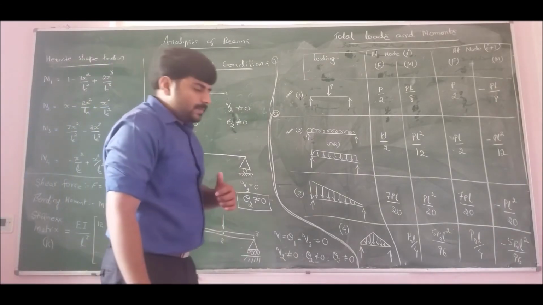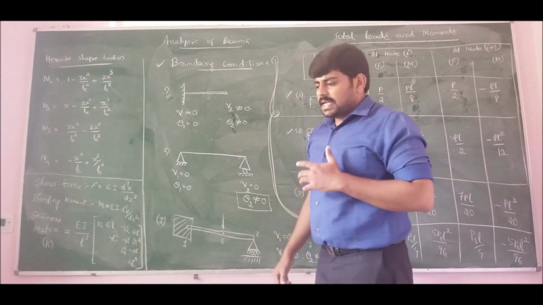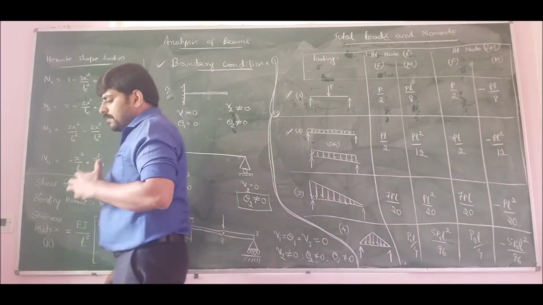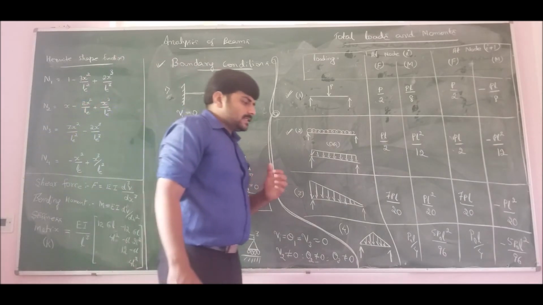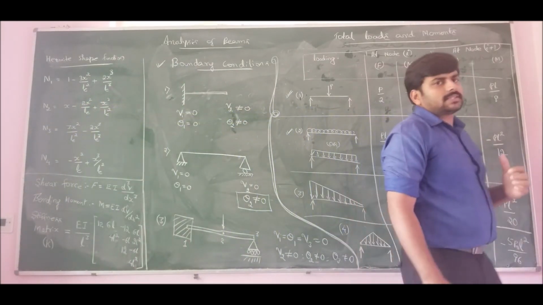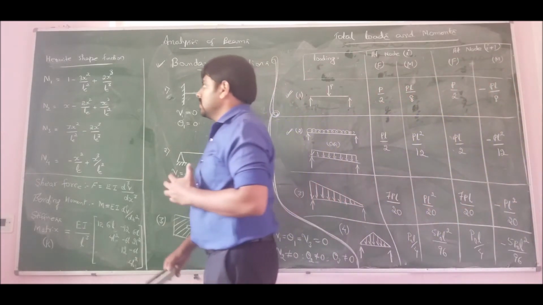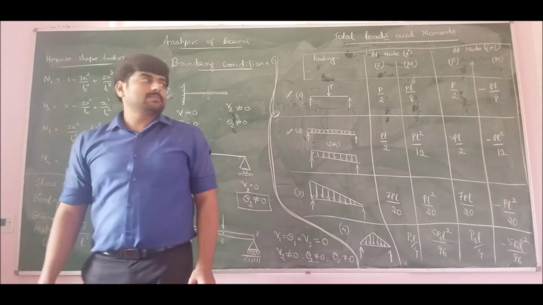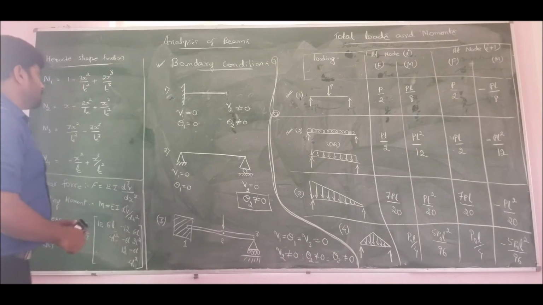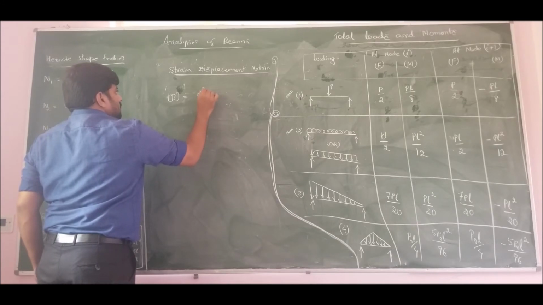And one more important topic you should remember is the strain displacement matrix. The strain displacement matrix is defined as the matrix containing the values of derivatives of shape function. Whereas in case of beams, it is defined as the matrix containing the second derivatives of shape function. That is, d square v by dx square is defined as the strain displacement matrix. The formula for strain displacement matrix is d square N by dx square.